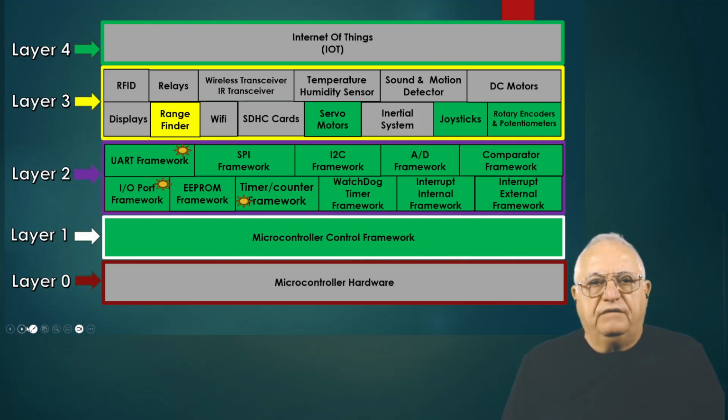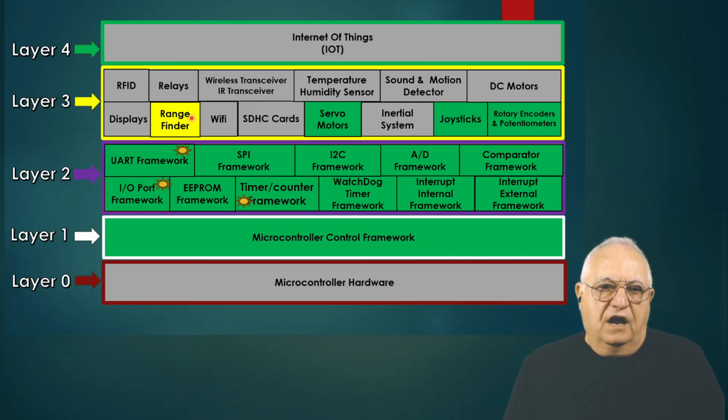So the range finder is part of our layer 3 architecture, and I've put in a marker on the items from layer 2 that we're going to have to use to program this range finder in our microcontroller. So we're going to need the UART, IO ports, and timers.